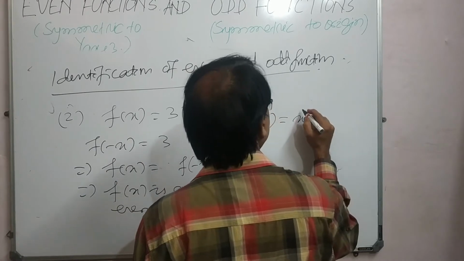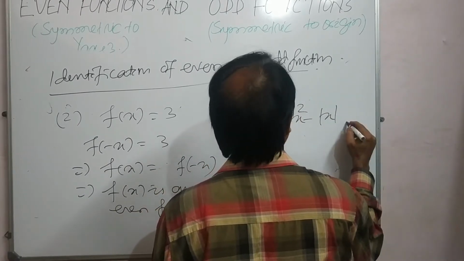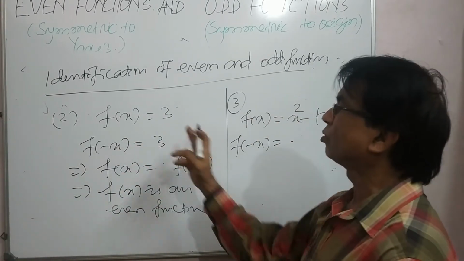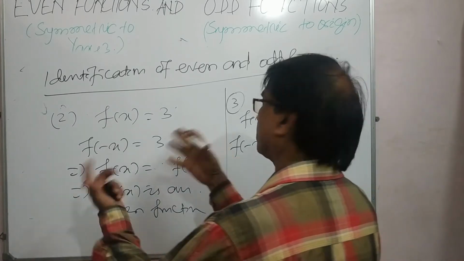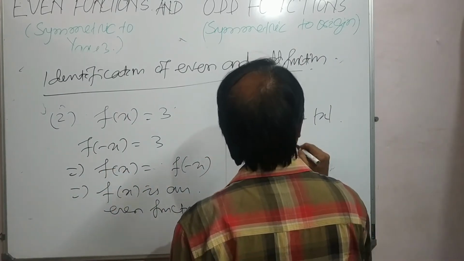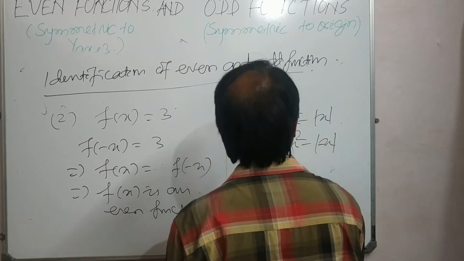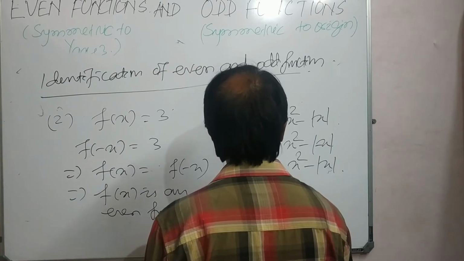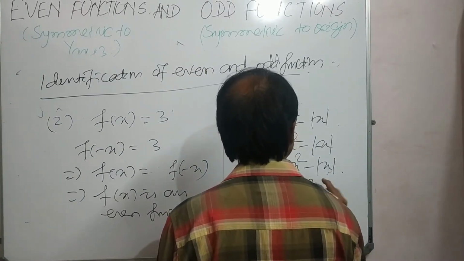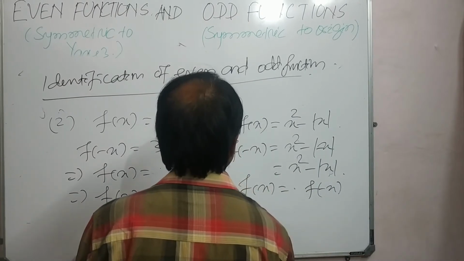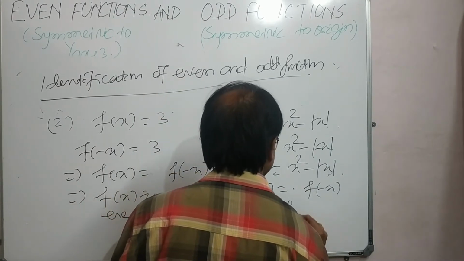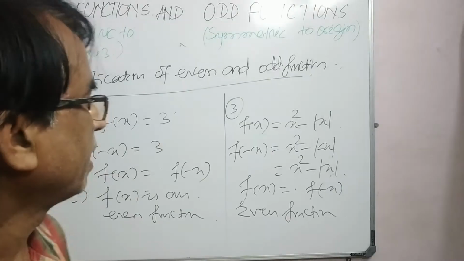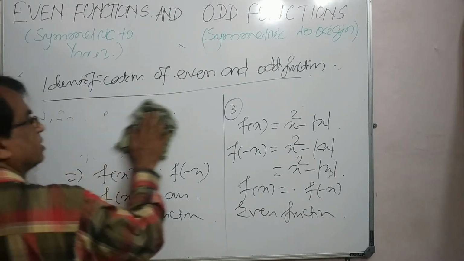Now suppose you have taken x square minus mod x. Then f of minus x. This also you could have done the same way. Since it is very simple, I didn't add and subtract; that is for bigger ones. So it is an even function.